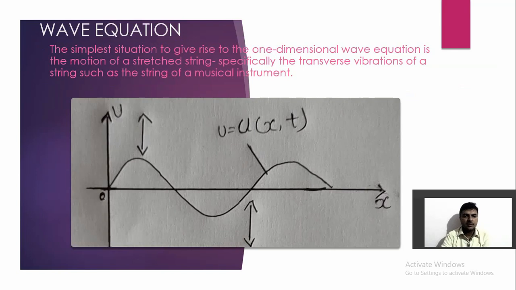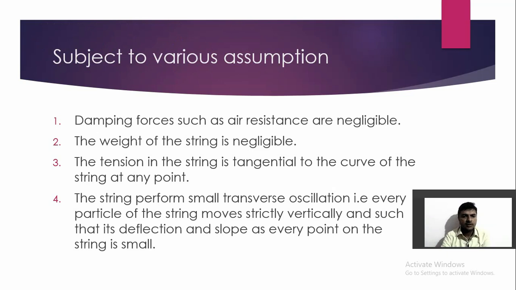This is the simple wave equation. You can see this is how the wave is going to form with respect to the one dimensional wave equation. Heat is going to transform from one end to another. This is what they have given as the wave equation for that. Subject to various assumptions, damping forces such as resistance are negligible. The weight of the string is negligible. Tension in the string is tangential to the curve of the string at any point.